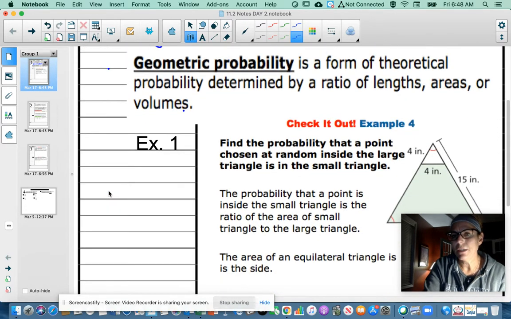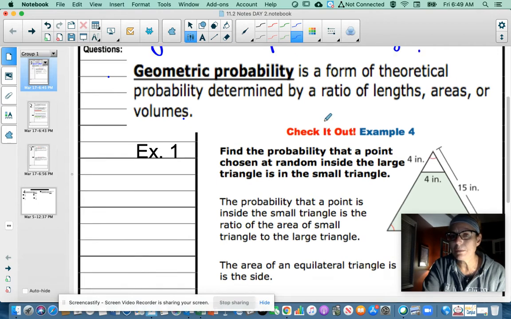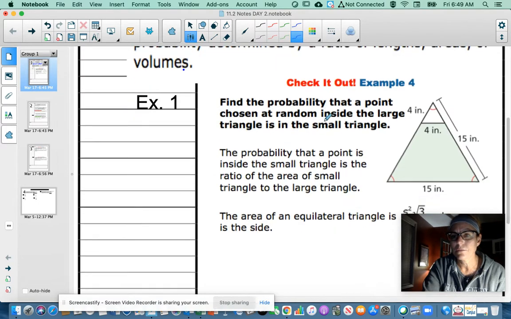Geometric probability is a form of theoretical probability determined by a ratio of lengths, areas, or volumes, depending on what's asked in the problem. We talked about theoretical probability in Day 1.